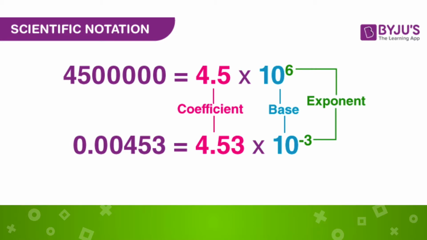Okay, so here we have two examples of scientific notation. You can see we have a very large number and we have a very small number. So this is two examples of why we would use scientific notation.